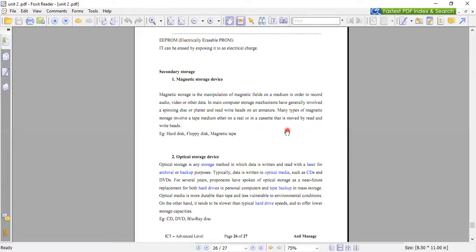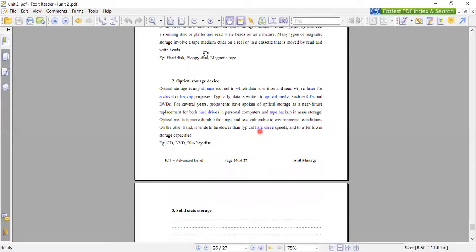Nowadays you can't see floppy disks. Magnetic disks, even hard disks, are becoming static ones, so no more magnetic storage will be coming in future. So all these are becoming static storage.